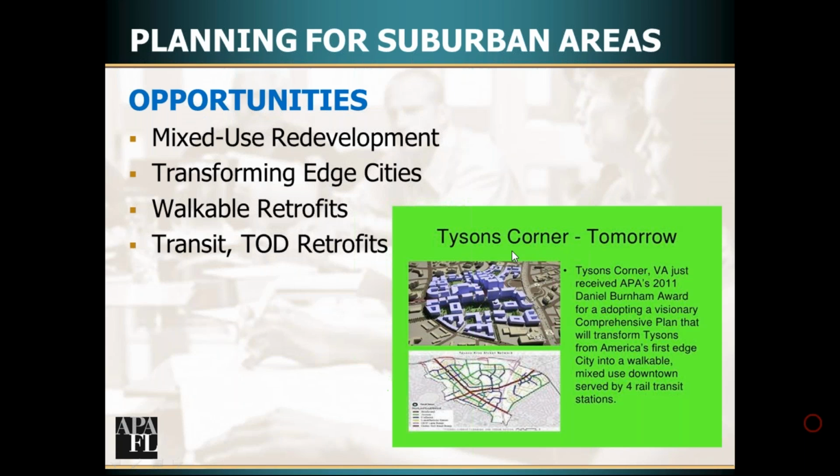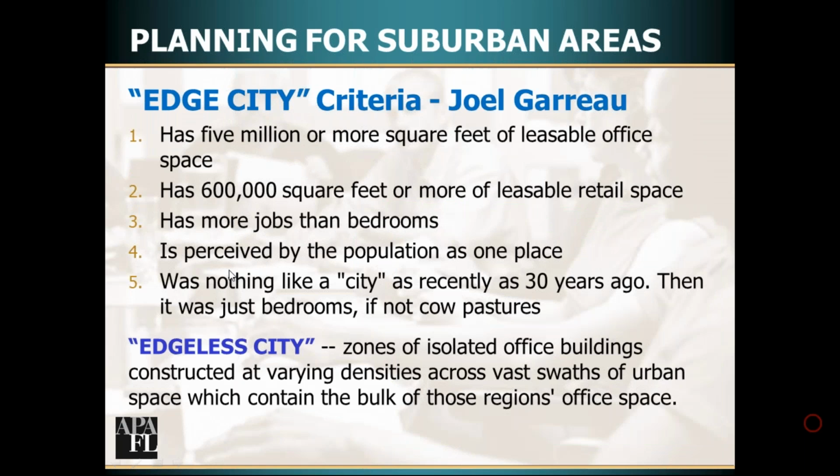I told you Tyson's Corner was an edge city. It had more jobs and bedrooms and totally automobile access. It's centered around, started with a 1 million square foot mall and then got all this office. They're now trying to do all these. They won the APA's 2011 award for trying to do a plan that would transform them from America's first edge city into a walkable mixed-use downtown, served by a 4-rail transit station. They're trying to get rid of a lot of their parking. They're trying to convert a lot of their office or retail into housing type units, things like that. So other types of things is set them up with transit or transit-oriented development refits.